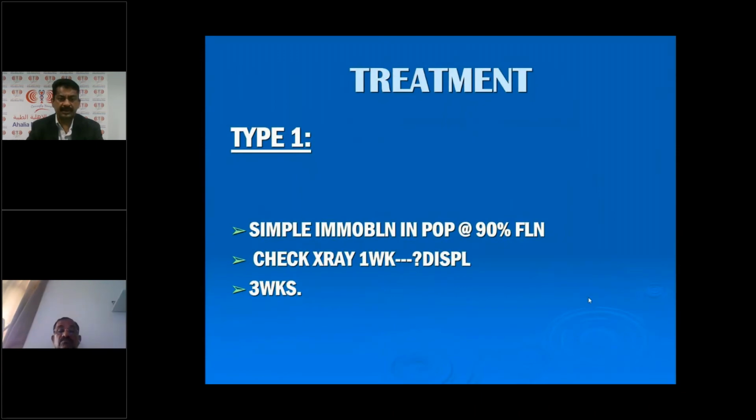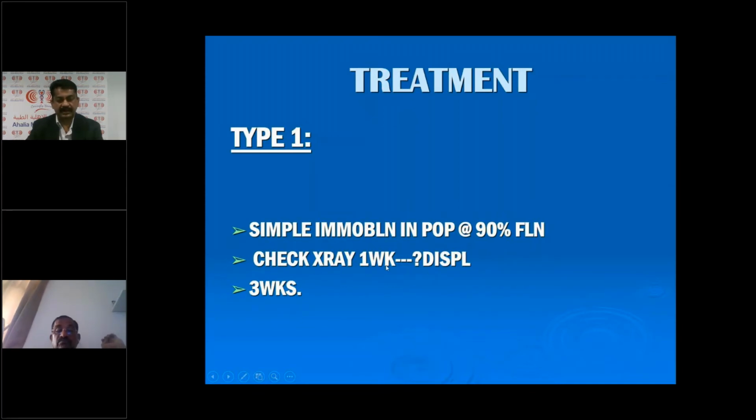Type 1 supracondylar needs only simple immobilization. As we have seen, it is an undisplaced fracture and needs simple immobilization in plaster of Paris. Mostly you can use a splint or bivalve cast, and I keep it at 90 degrees of flexion, and no extra flexion as it may lead to compartment syndrome. So only 90 degree flexion and neutral rotation, that is what is advised nowadays.